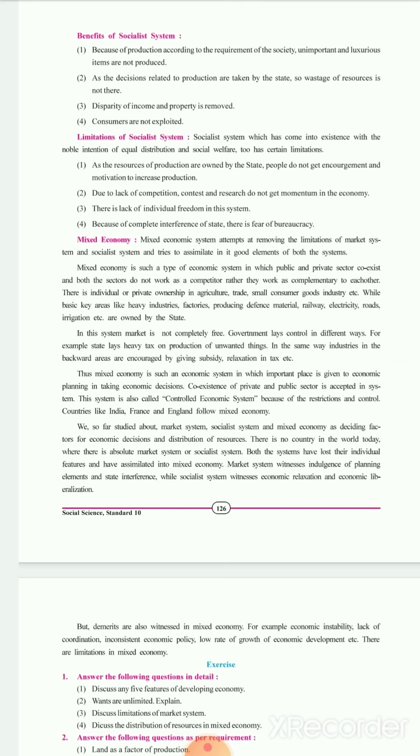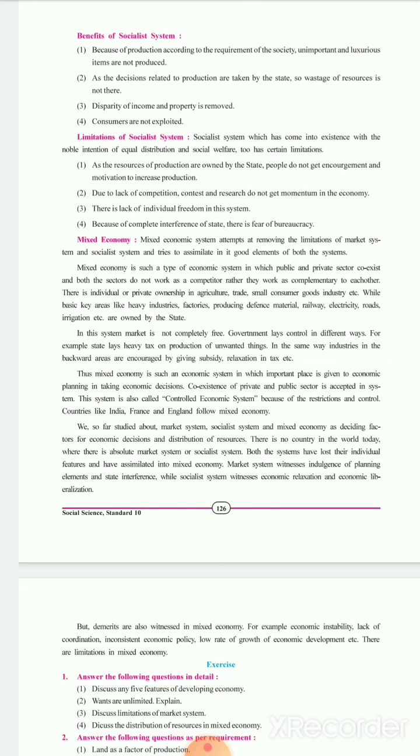Number two, due to lack of competition, contest and research do not get momentum in the economy. So no research takes place. Third, there is lack of individual freedom in this system because every decision is taken by the state and a person has no right to take any decision. And fourth, because of complete interference of the state, there is fear of bureaucracy. Whatever the bureaucrats think proper only will be implemented. So these were the limitations of the socialist system.